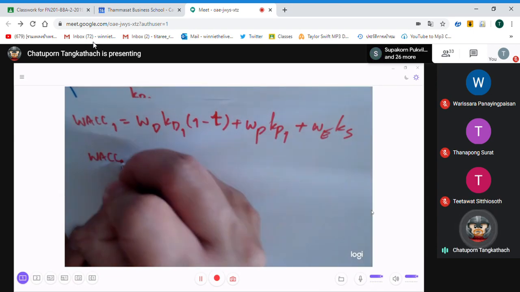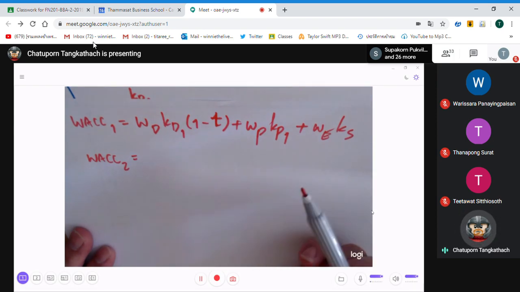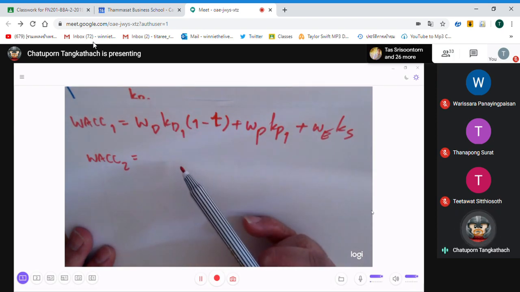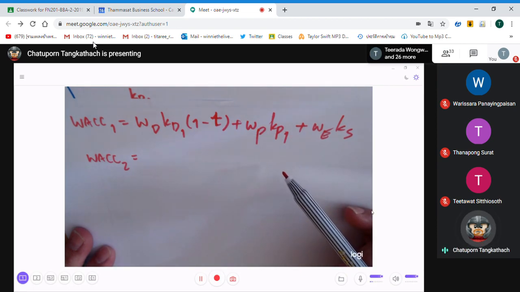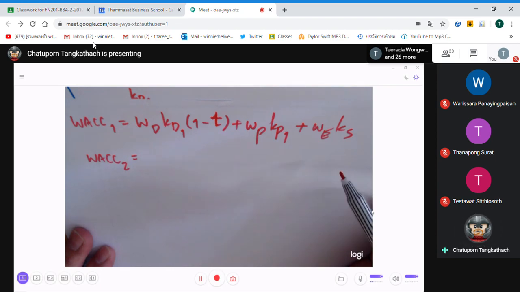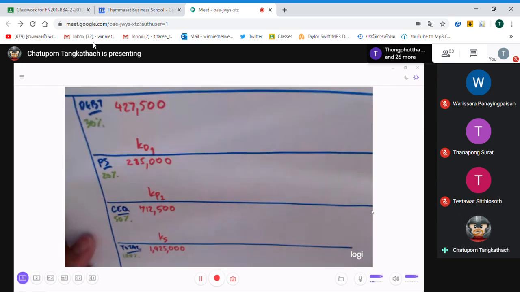The next question is WACC2. How do you calculate it? Which cost of debt do you use, KD1, KD2, or KD3? For cost of preferred share, KP1 or KP2, which are you going to use? And last one, what will be the cost of common equity for this equation? Now, go back to this one to see the next WACC.